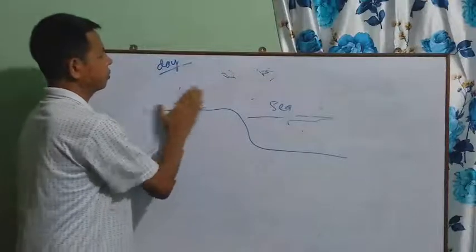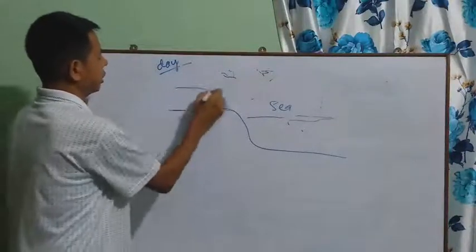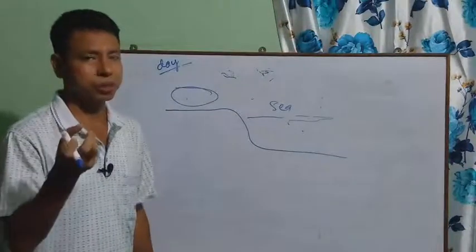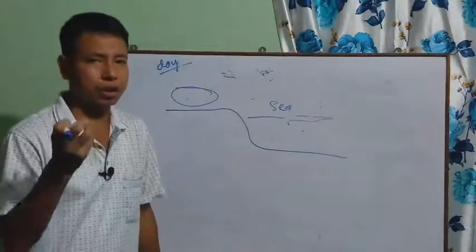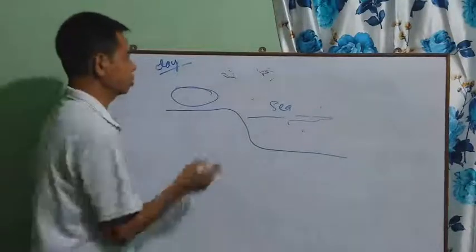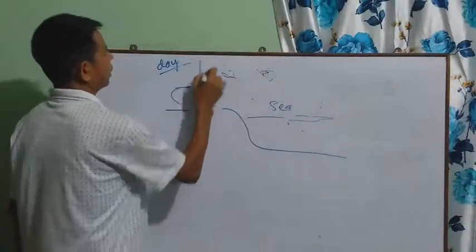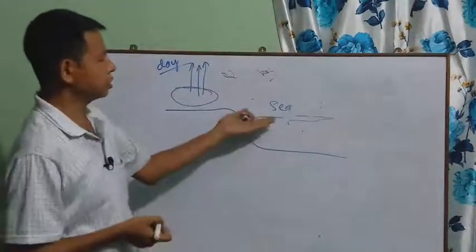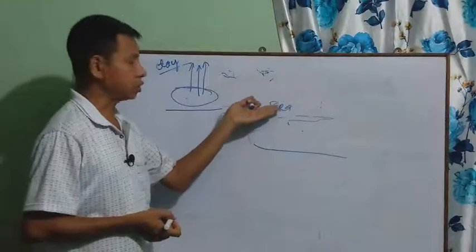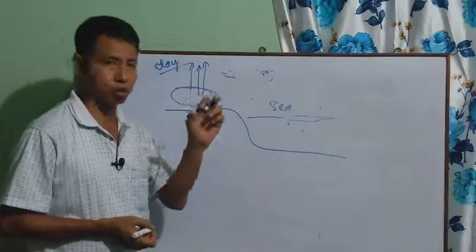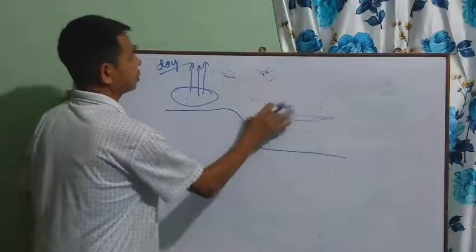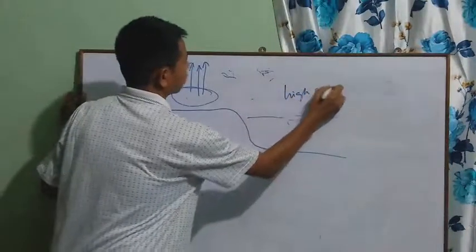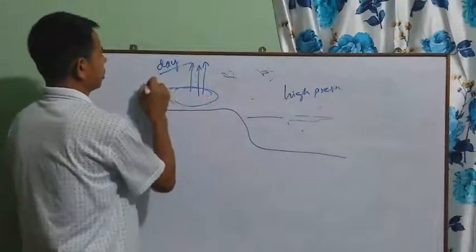Then what happens? The air near this land area also gets heated. And as I have already told, if air particles are heated, they become lighter. So the air from this land area moves upward because it becomes lighter. But since the air just above the sea or the water is still cool, it creates a high pressure here. We call it high pressure, and this side we call low pressure.